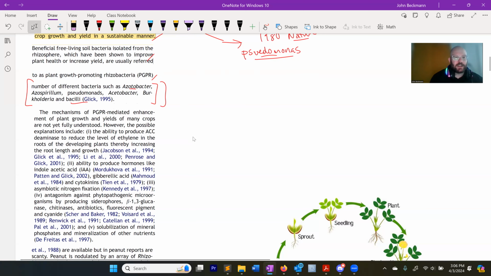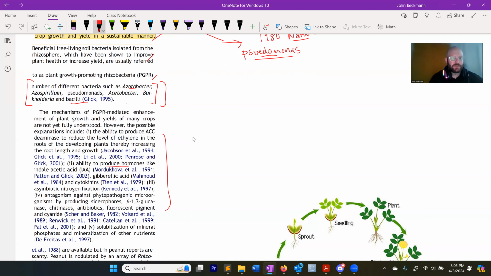Let's see, the next thing. Okay, mechanisms of PGPR mediated enhancement of plant growth and yields of many crops are not fully yet understood. In many studies, people find these magical properties of PGPRs, and many of these mechanisms are not quite understood. So there are many studies here that they're citing. They're listing things that they can do.